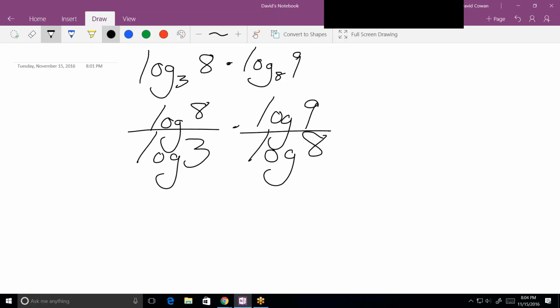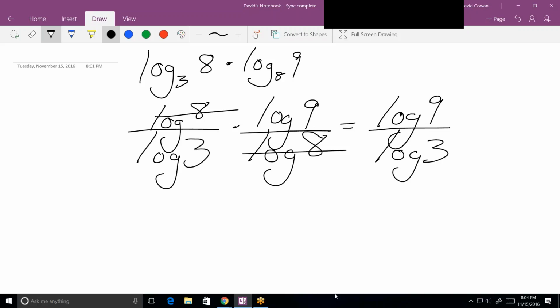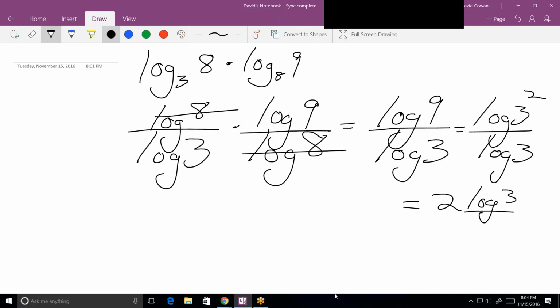Okay, now we're getting somewhere. And this is common log in all 4 cases. Well, that log of 8 and this log of 8, I can cancel out. So now I have the log of 9 divided by the log of 3. Well, the log of 9 is the log of 3 squared, correct? Correct. So now we have that. And now I can take that exponent and stick it in front of the log of 3. So it becomes 2 log of 3 divided by log of 3. And the answer is 2.